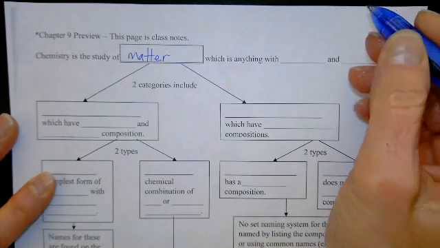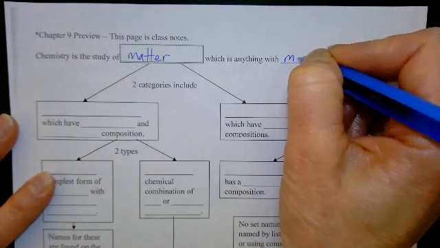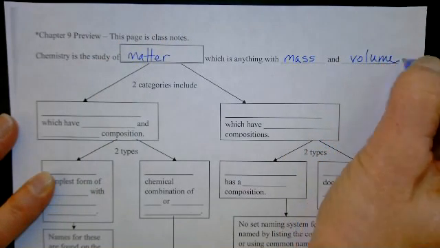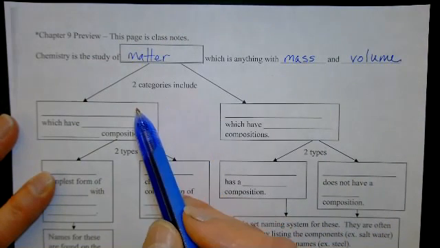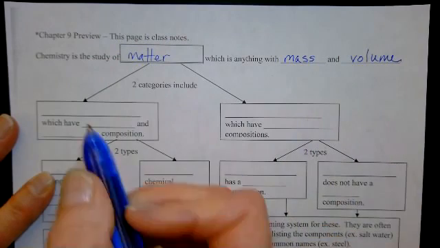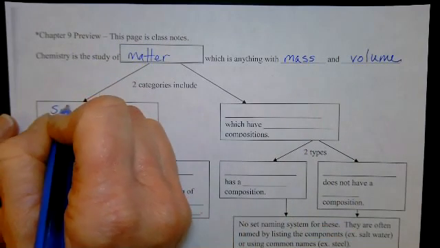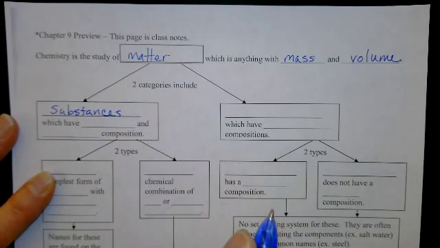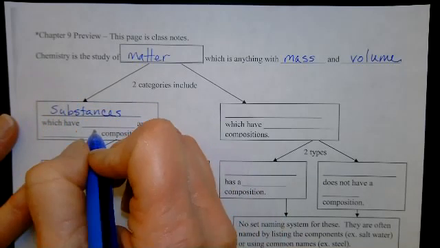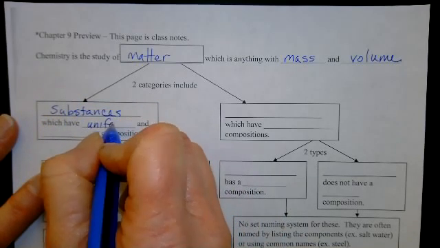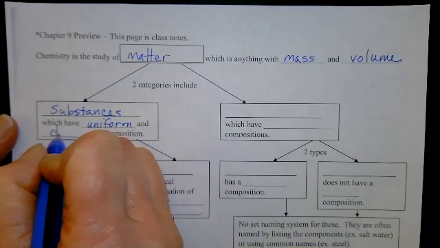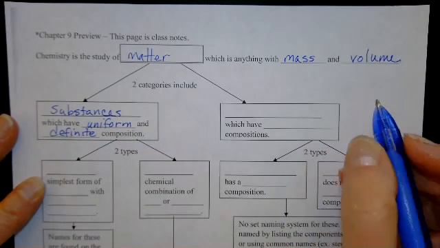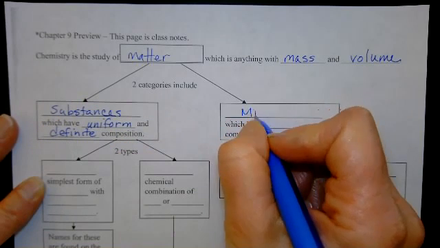and that matter is anything that has mass and volume, or has mass and takes up space. Matter can be subdivided then into substances and mixtures. So for substances, and sometimes those are called pure substances, which is redundant, substances have uniform and definite composition. Whereas mixtures have variable composition.